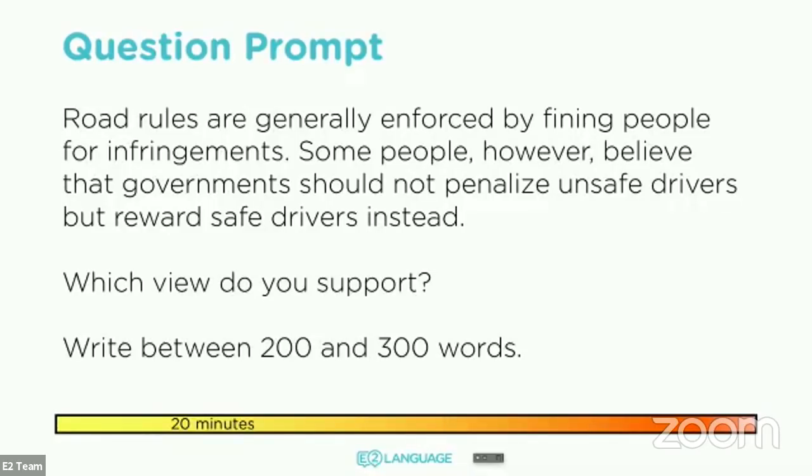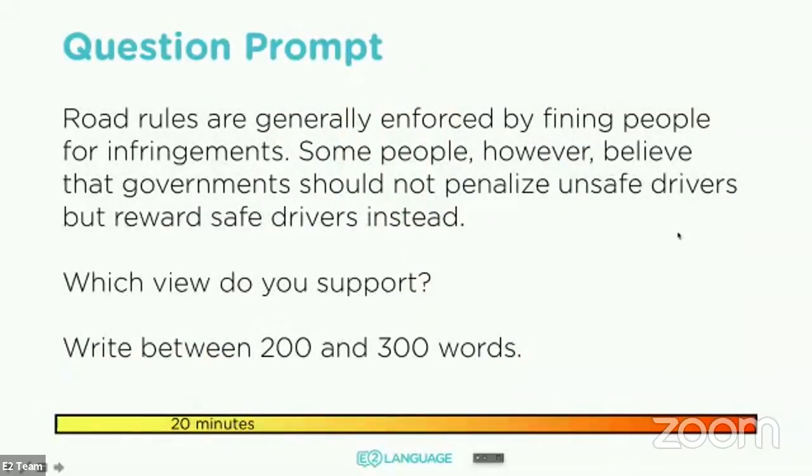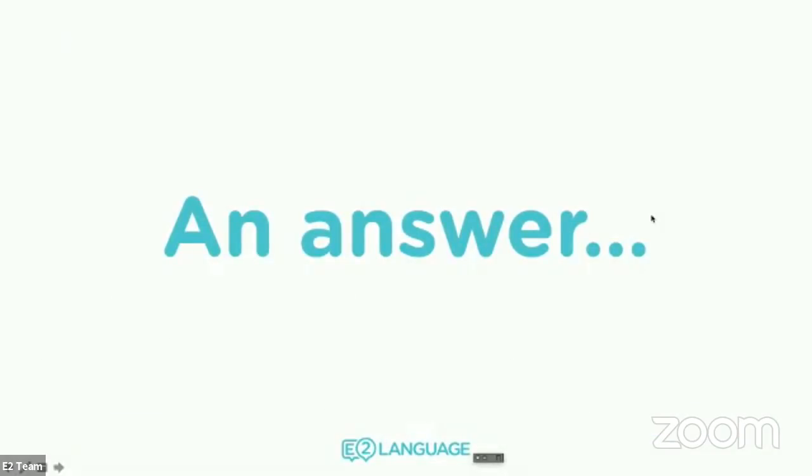Okie dokie. That's about just shy of 20 minutes. How did you go? If you haven't written an essay for a while and you don't know how to structure an essay, which is completely normal, please go up there into the search bar and type in E2 PTE Write Essay. There's a video lesson on there that tells you how to structure your introduction, your paragraphs, and your conclusion. I'm just going to quickly run through mine, which is an answer.